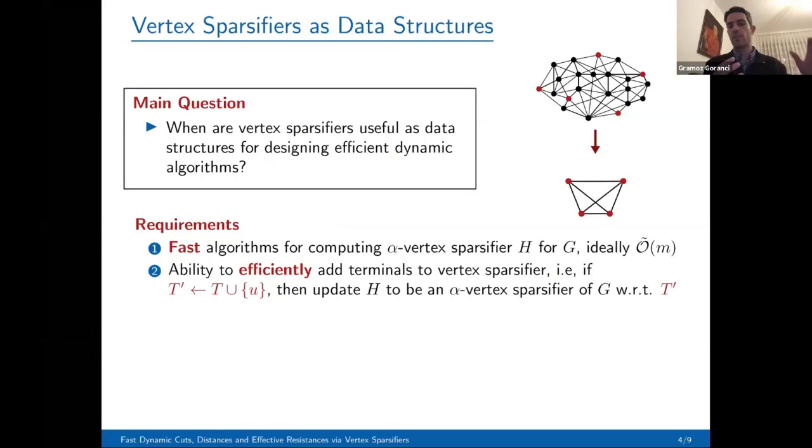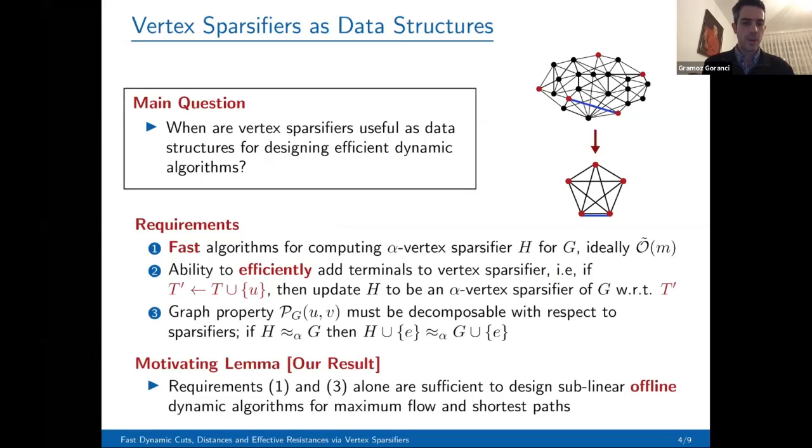If I'm given some fixed terminals in the beginning and I compute a sparsifier, and now all of a sudden I want to add a new terminal, how efficiently can I update the vertex sparsifier so that I have a sparsifier with respect to the new terminal set, T prime in this case? The third property is that the graph property I'm looking at, for example flows or multi-commodity flows, shortest paths, or effective resistance, must be composable with respect to sparsification. So if I've already constructed the sparsifier H of G, and I add a single edge e to H, then H union e must also be a sparsifier of G union e, without losing anything in the approximation quality.